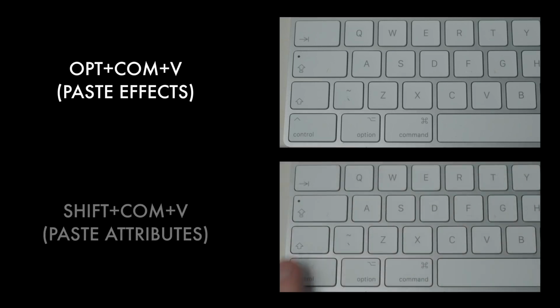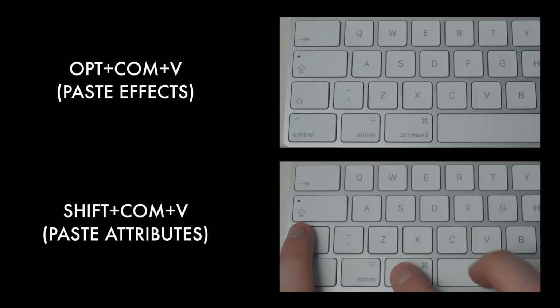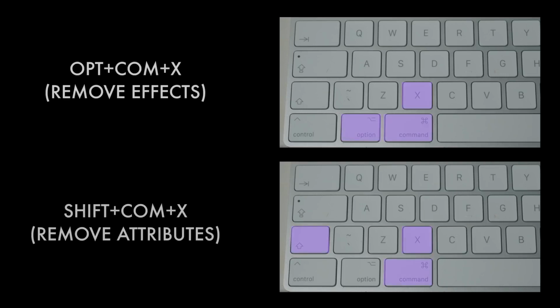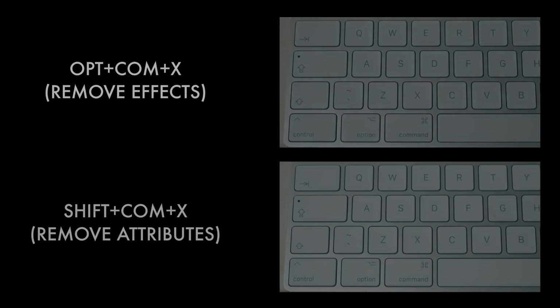The other is to use Shift Command V, and what this does is it pastes the attributes, and this basically lets you be completely selective about what you actually paste onto your clip. Of course, both the Option Command and Shift Command variants work with the X or Cut tool, and that means you can either remove all of the effects from a clip or just select the ones you want to remove. It's brilliant. Let me show you a couple of examples.